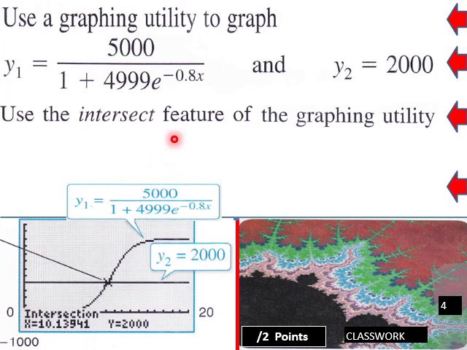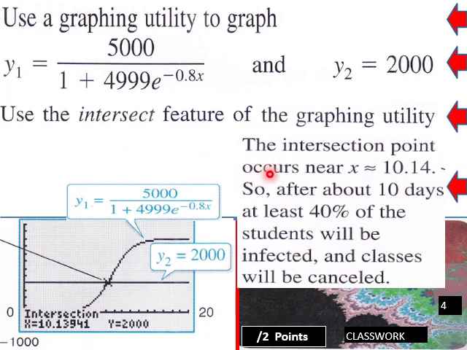Using the intersect feature of the graphing utility, the intersection occurs at the point 10.14, which is about here. So after about 10 days, at least 40% of students will be infected, and the classes will be canceled after 10 days for that one.